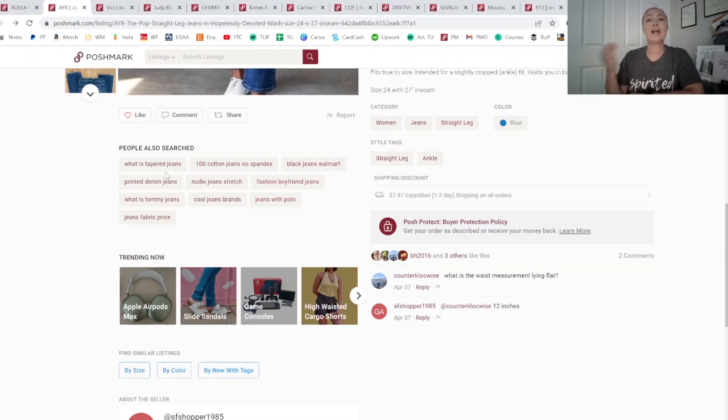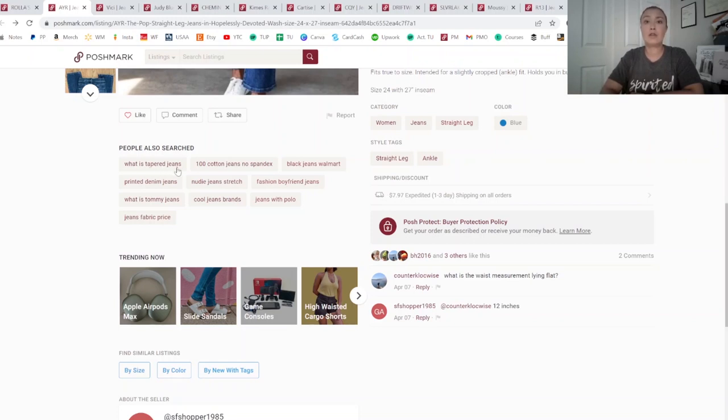And so, what I didn't know is, is Poshmark pulling this from Poshmark's searches, or is Poshmark pulling this from Google searches? Because someone could go onto Google and be like, what is tapered jeans? Why would someone go onto Poshmark and write, what is tapered jeans? That doesn't make any sense to me. But regardless, I guess it doesn't matter. Somebody's looking for tapered jeans.